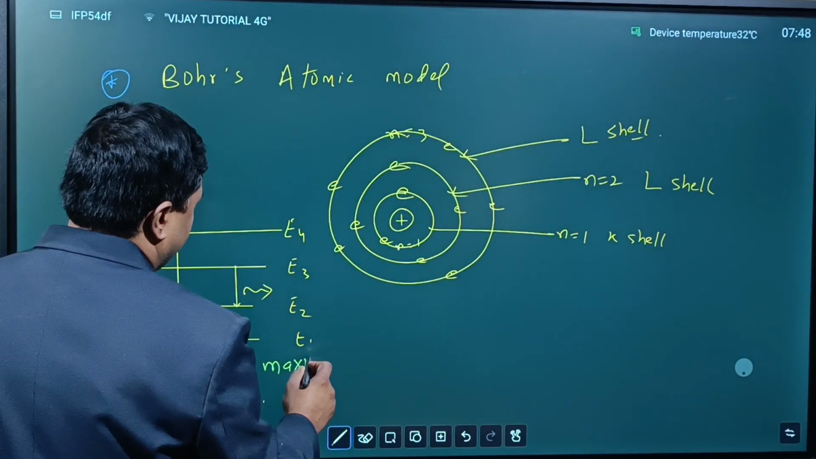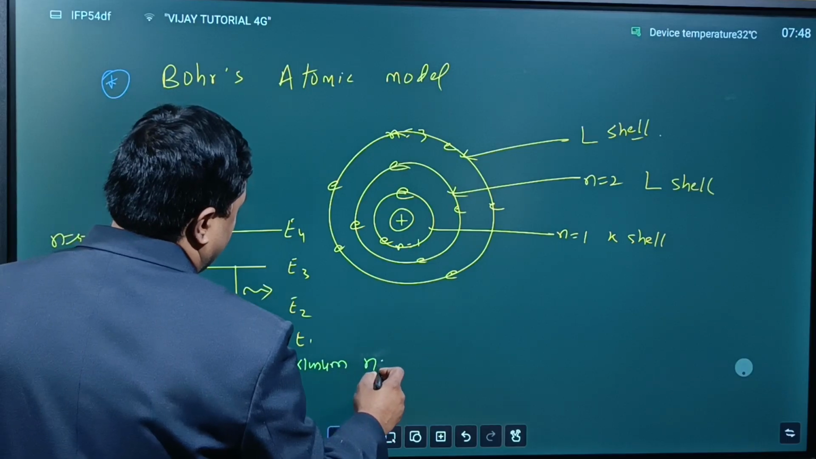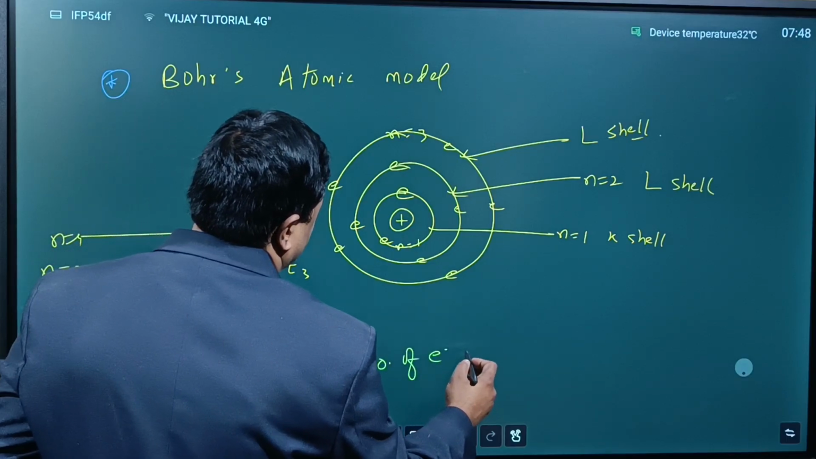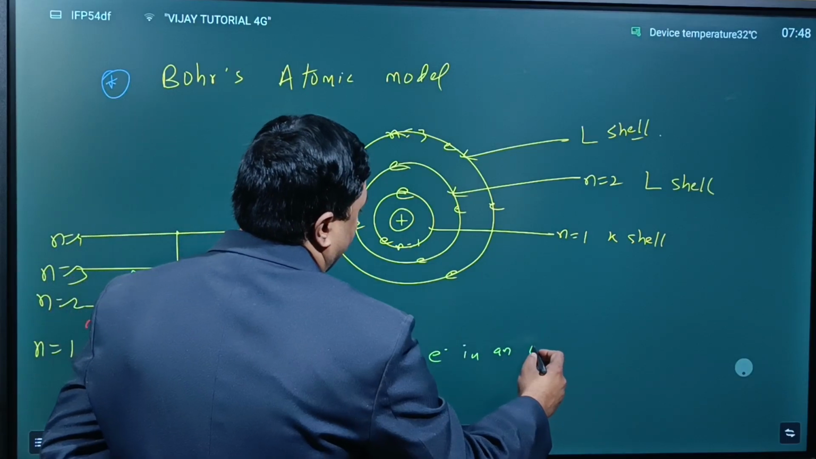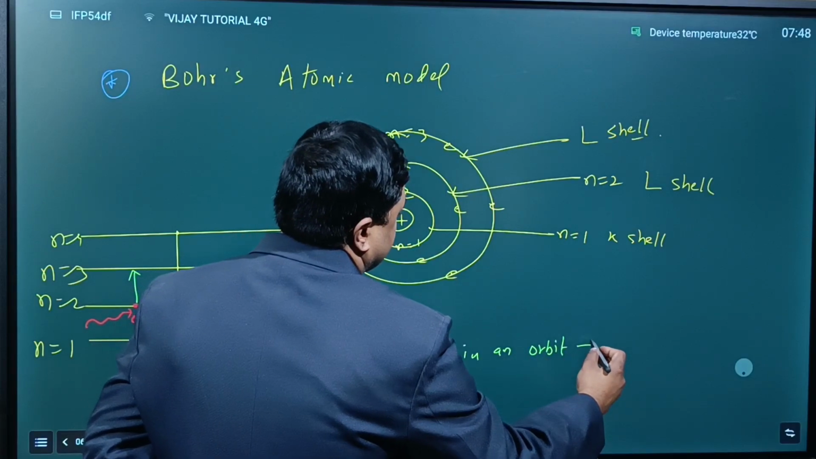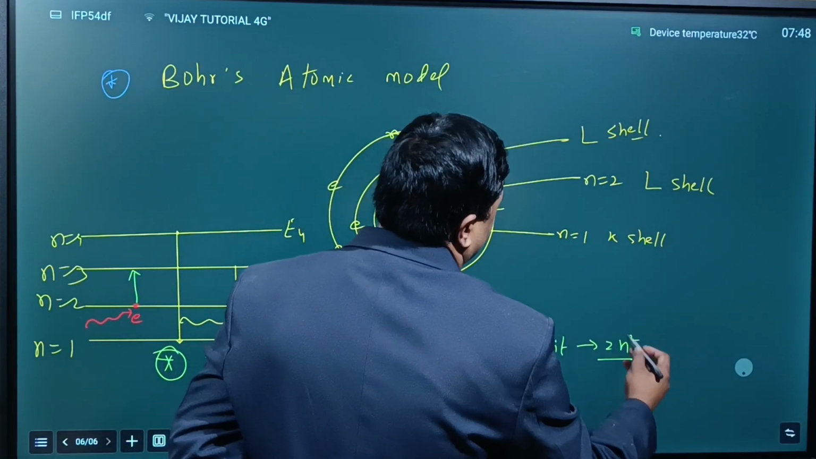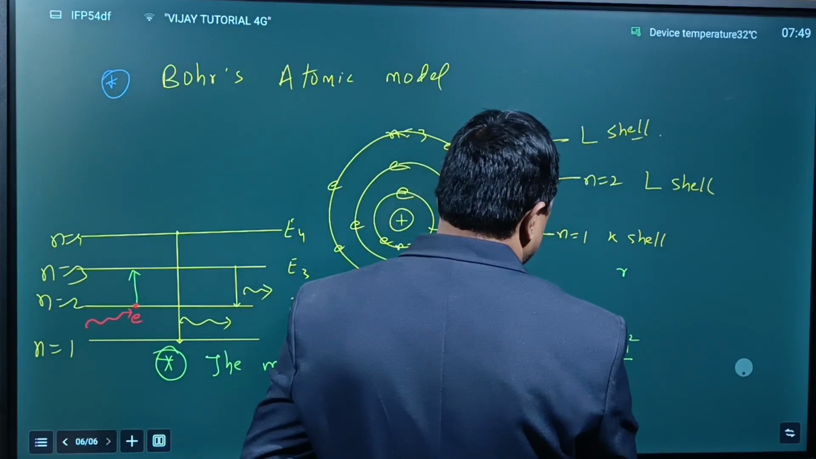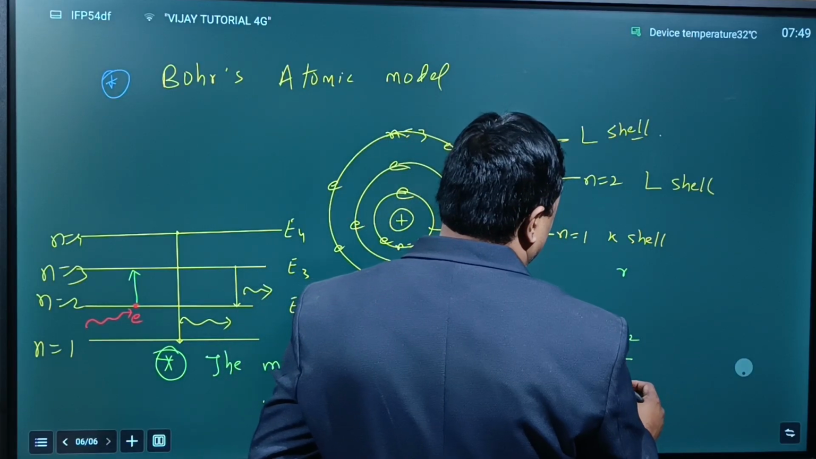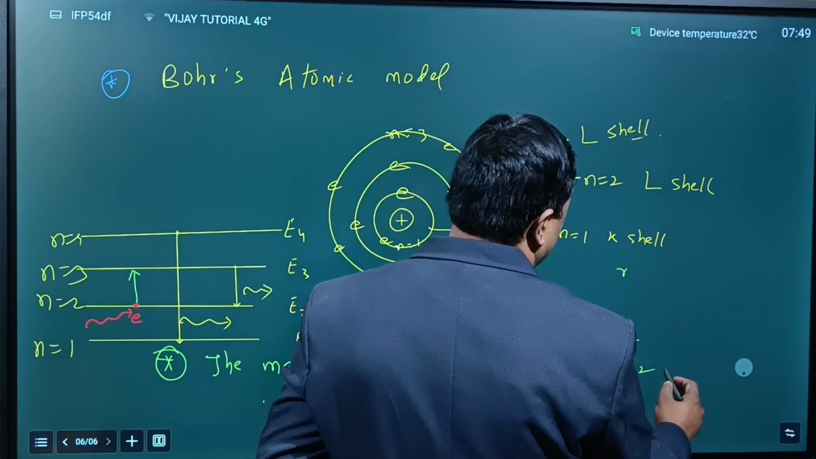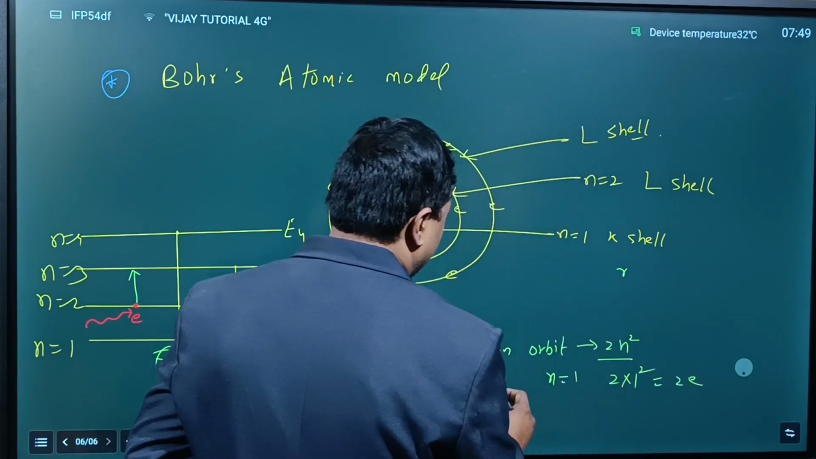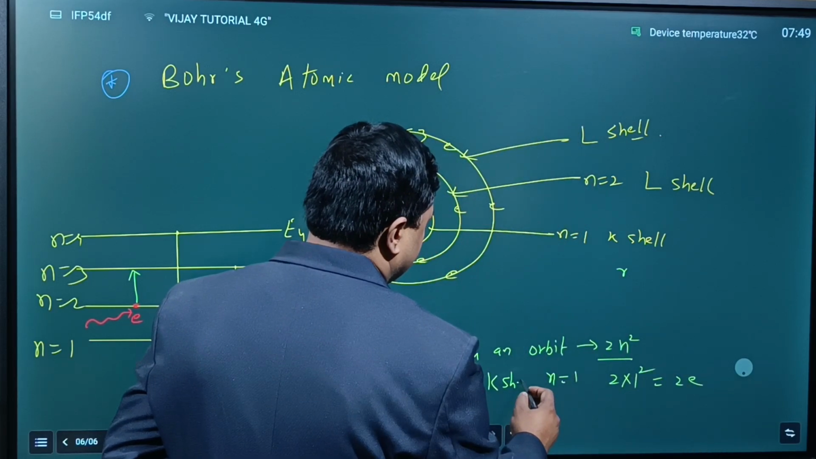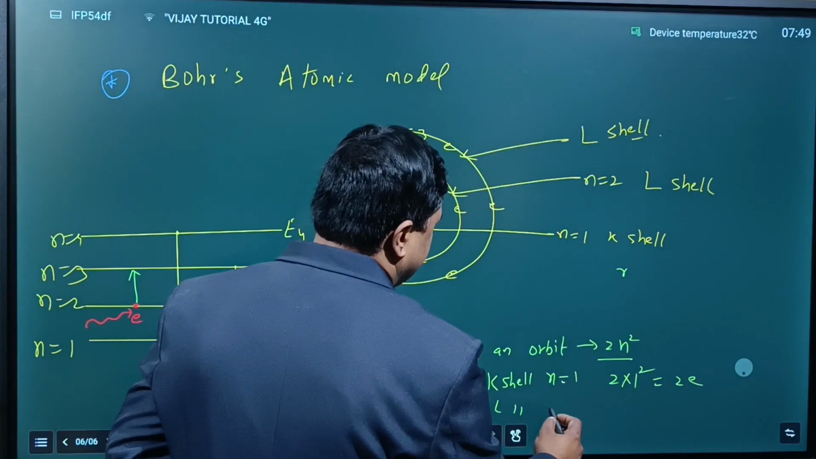The maximum number of electrons in an orbit is given by how much? 2n square. Let's take an example: whenever n is equal to 1, what is the maximum number of electrons? 2 into 1 square, that is 2 electrons. n is equal to 1 means which shell? K shell. Similarly for the L shell, n is equal to what?